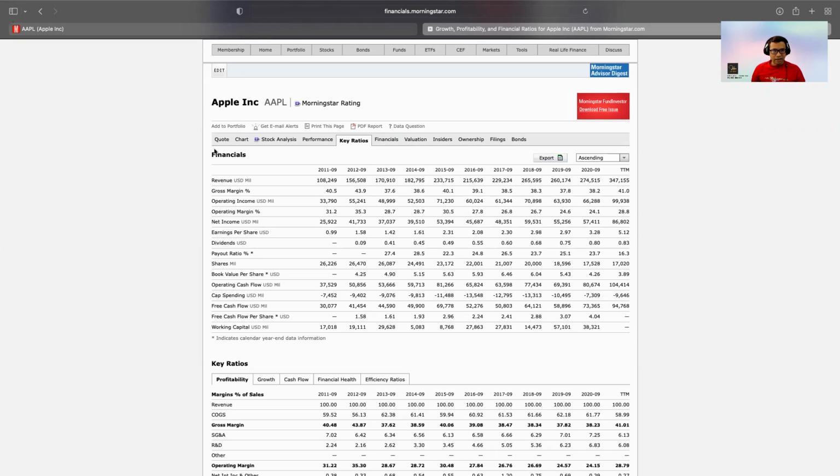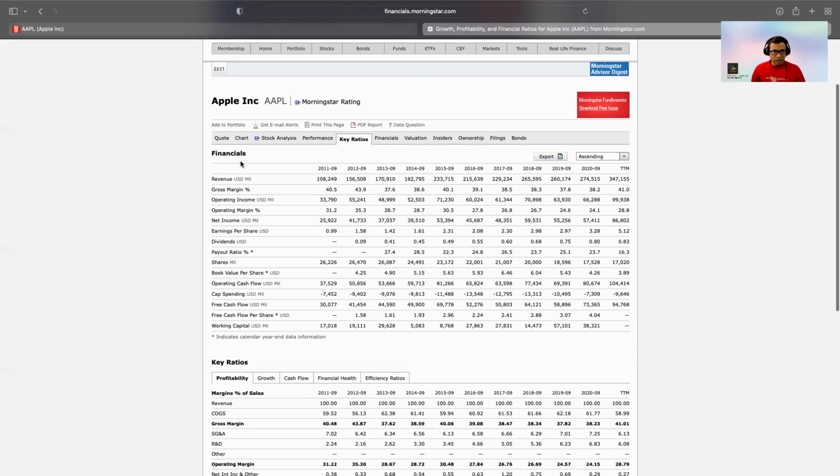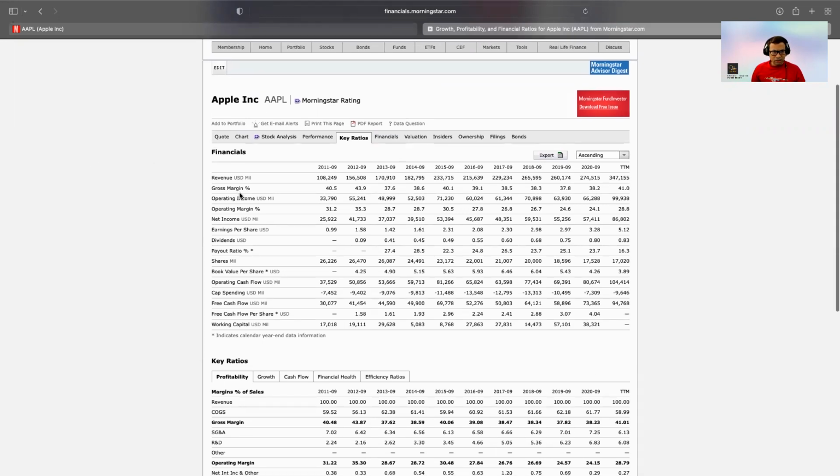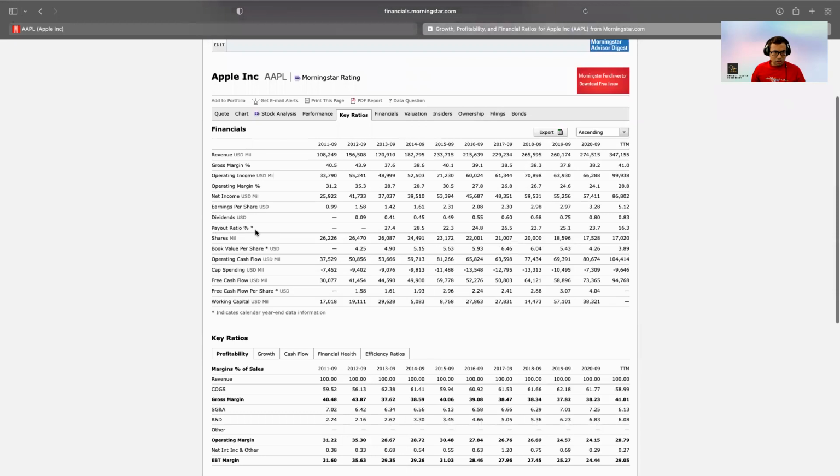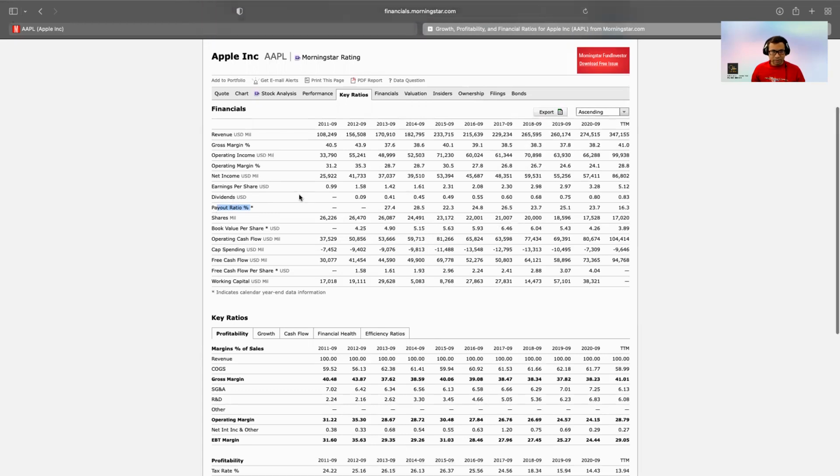Then here at the top, we have the financial summary, which is revenue, gross margin, operating income, etc. Net income is also here. Earnings per share, and the dividend payout ratio here is dividend per net income, so the percentage of dividends paid out of the net income that the company generated.